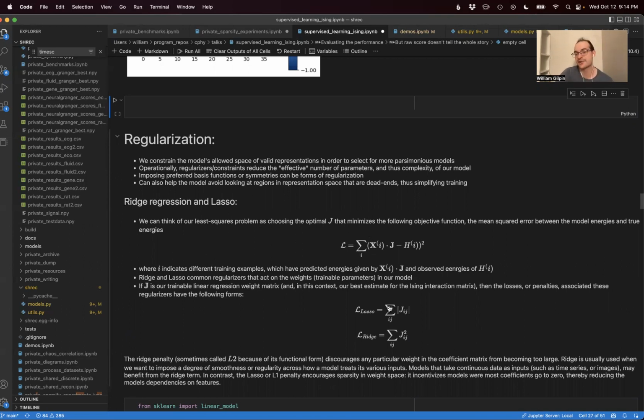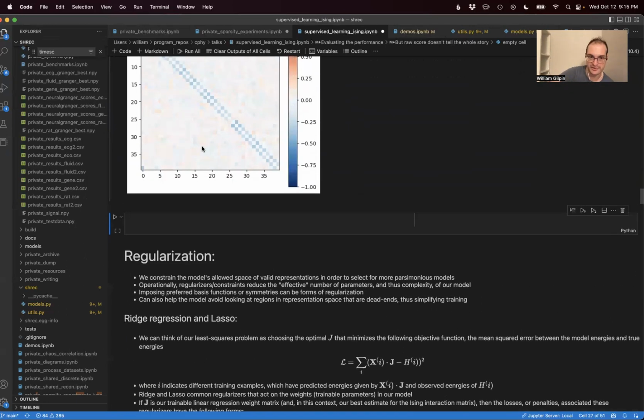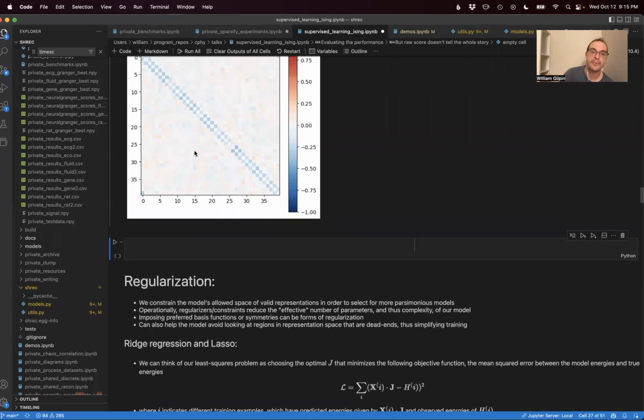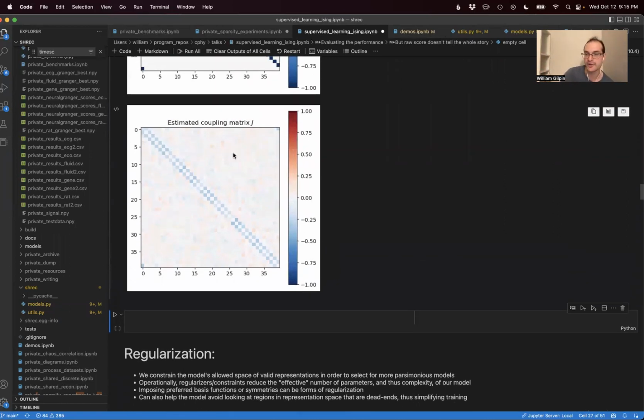So I just add a term to this loss function that penalizes certain properties of this J matrix. The two most common ones that you're going to see are the lasso regularizer, which is called L1 regularization. I add a penalty term where I want the sum of the absolute value of the elements of this matrix to be as low as possible. So I penalize this matrix for having a bunch of non-zero values. In a sense, it encourages sparsity. So that's one thing I could do.